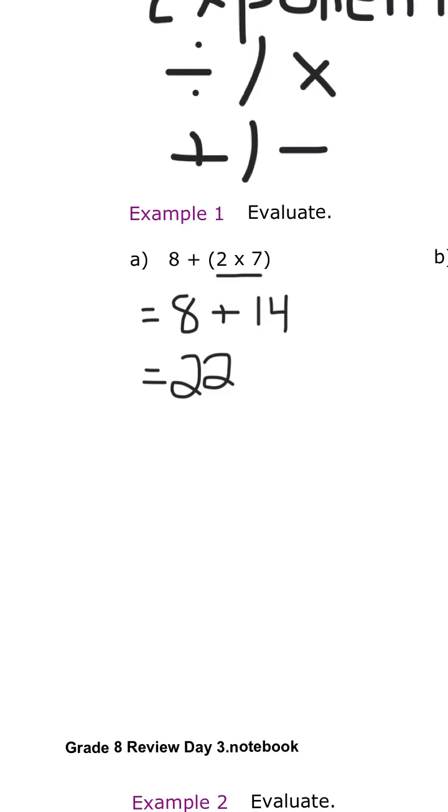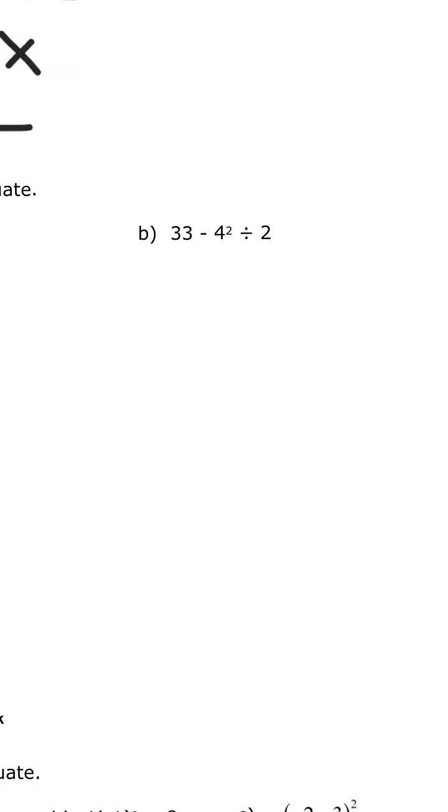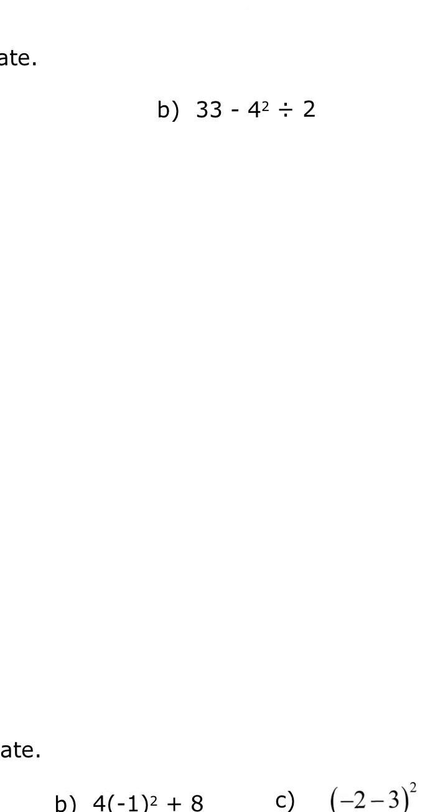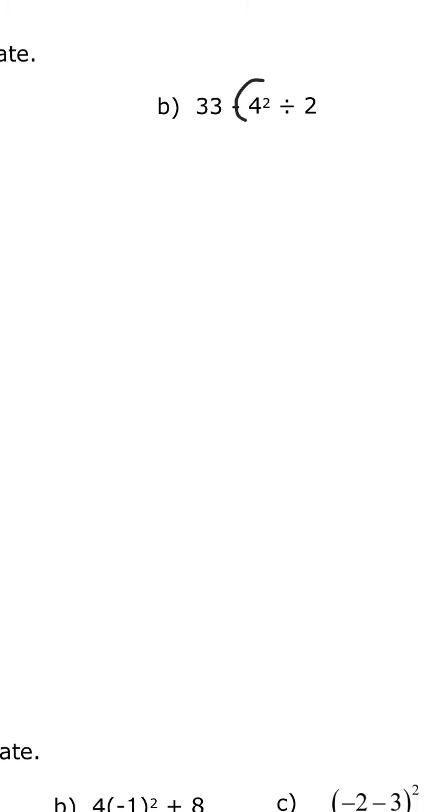Moving on to the next question. 33 minus 4 to the power of 2 divided by 2. Okay, so there's no brackets, so you don't have to do anything for the B, but there is exponents. So we would start by solving 4 to the power of 2.